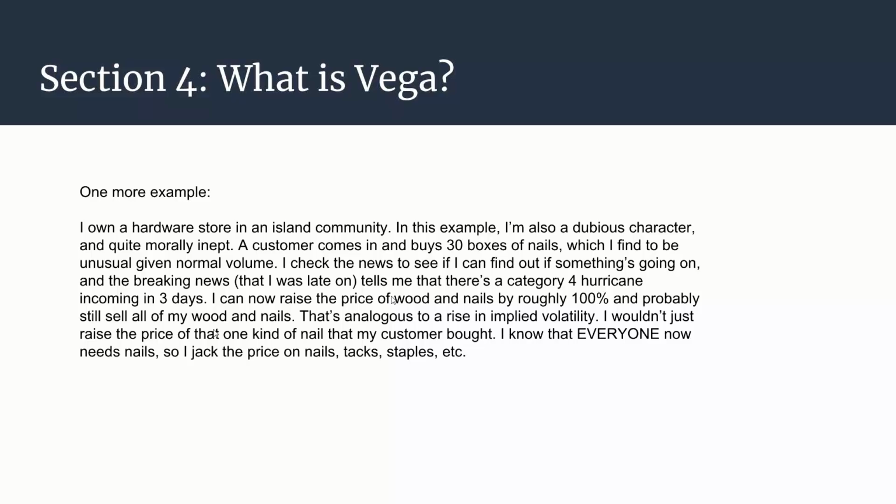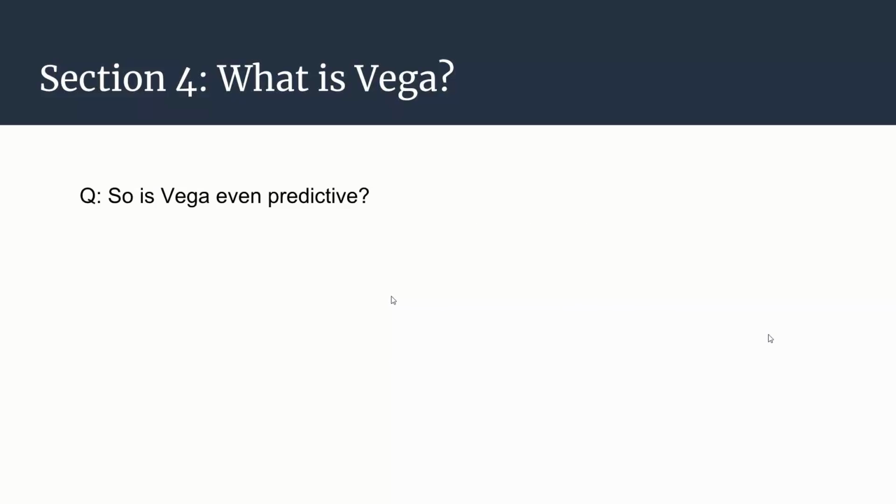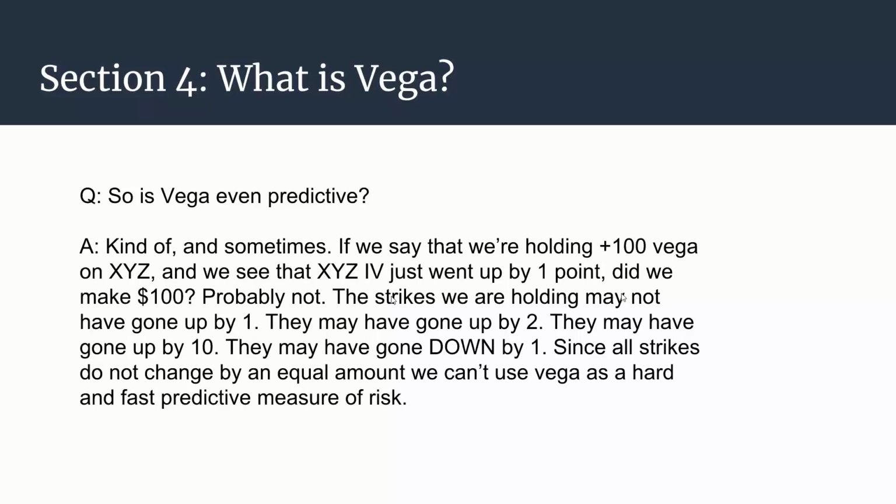So that begs the question, is Vega even really predictive? If you see that you have 100 Vega, are you actually going to make $100 if implied volatility goes up a point? Well, kind of, and sometimes. All the strikes don't go up by even amounts, and if the overall average implied volatility goes up 1%, some strikes may have gone up 3%, some strikes may have gone up 0.25%. So we can't really use it as a hard and fast measure, but you can use it to know whether overall you are sort of long supply or long demand on your options. So that's maybe a better way to look at it.